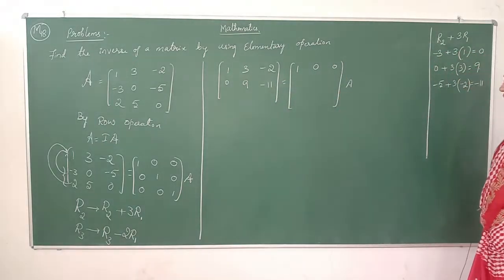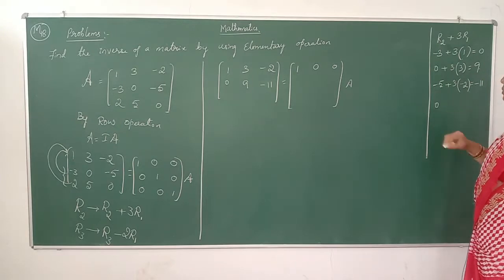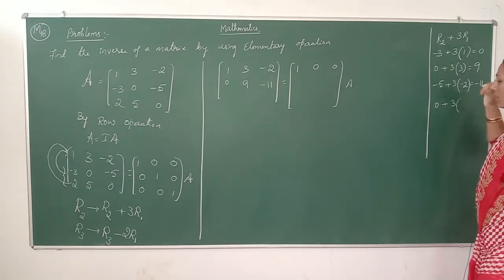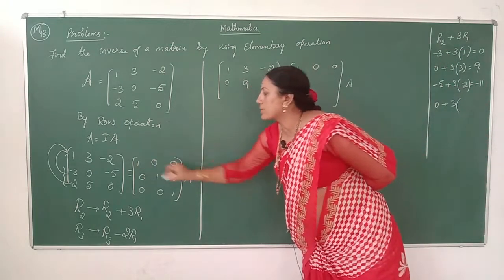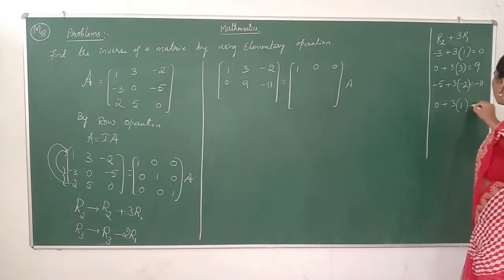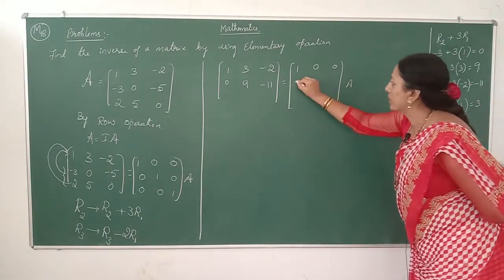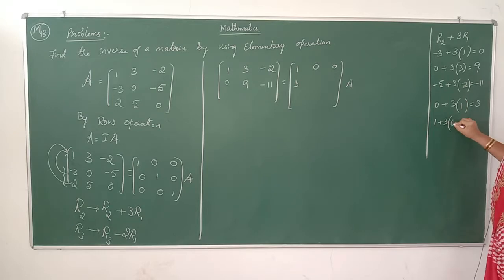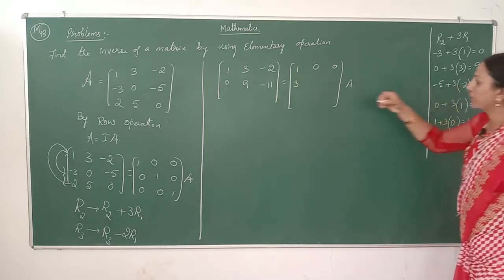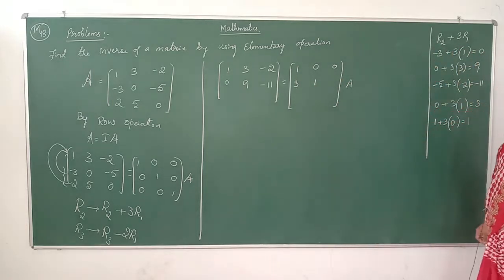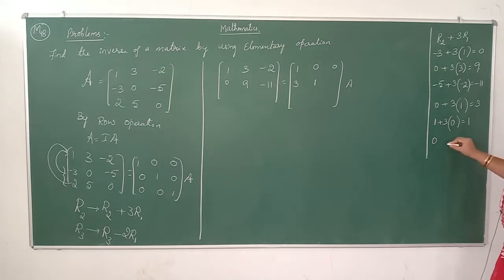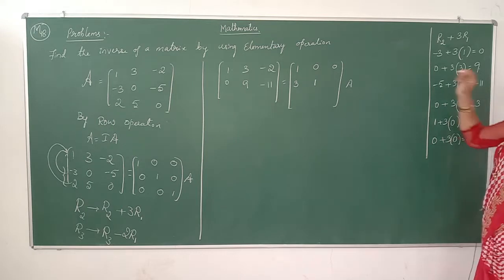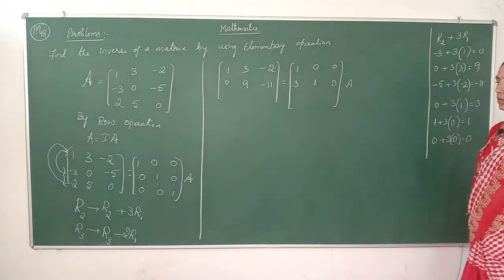Similarly, on the right hand side, R2 is 0 plus 3 times the corresponding R1. The corresponding R1 is 1, so it will be equal to 3. Similarly, R2 is 1 plus 3 times the corresponding R1, which is 0. So, 1 plus 3 into 0 is 1. Last element, R2 is 0 plus 3 times the corresponding R1, which is also 0, that is nothing but 0.